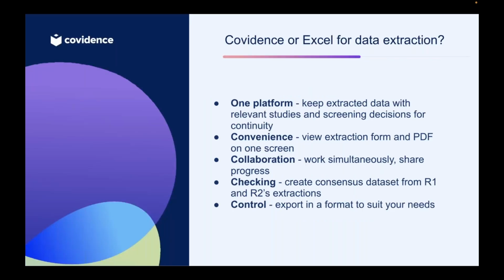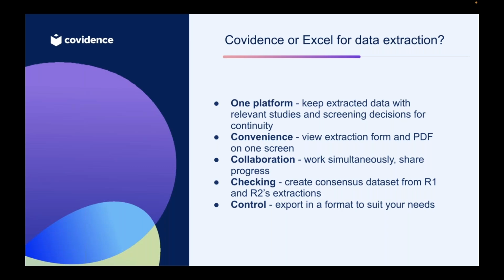Okay, just finally, before we start the demo, lots of people we talk to tell us that they use Excel for data extraction. And look, we like Excel too, but we think Covidence is a better tool for data extraction for a few reasons that I'll explain now. First of all, it keeps everything in one platform. It keeps your extracted data with the relevant studies, with the screening decisions, so that you have that continuity and you have everything on one platform.